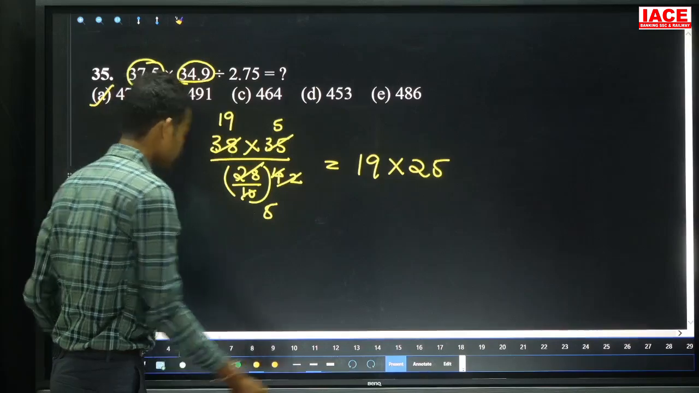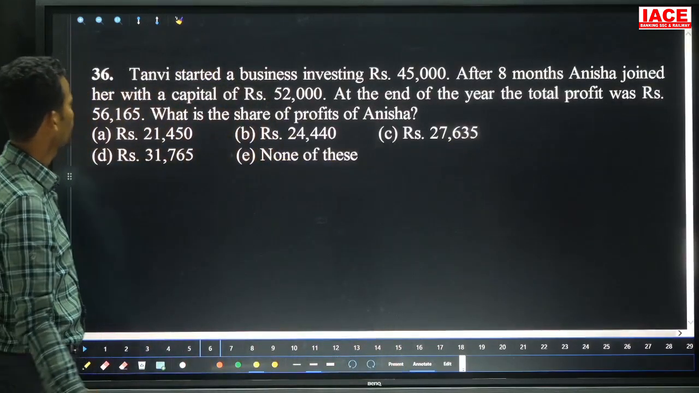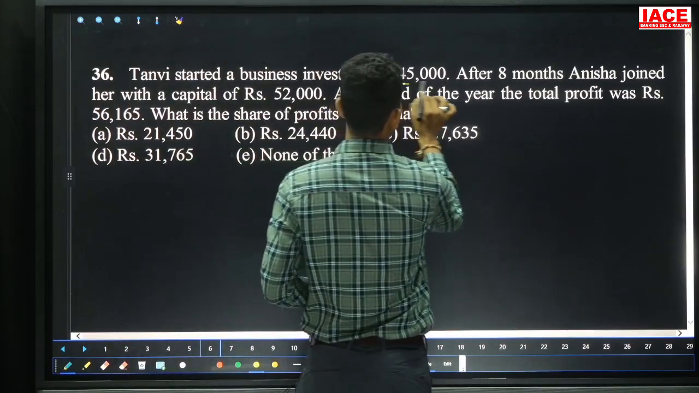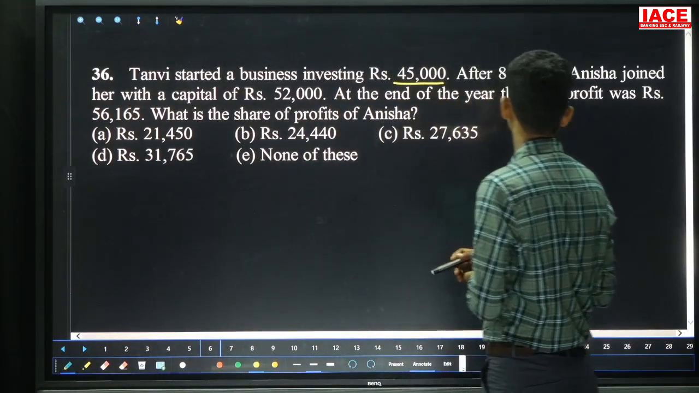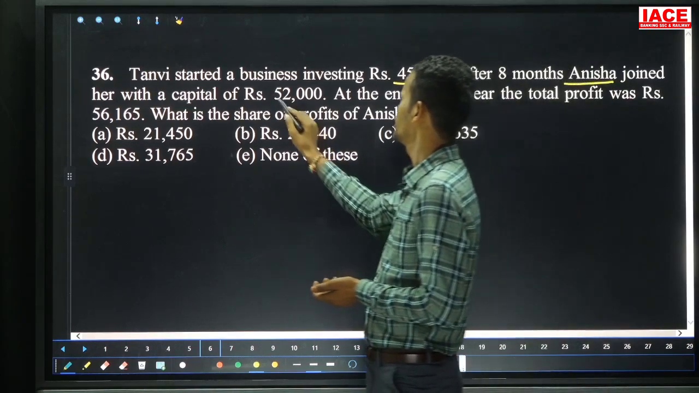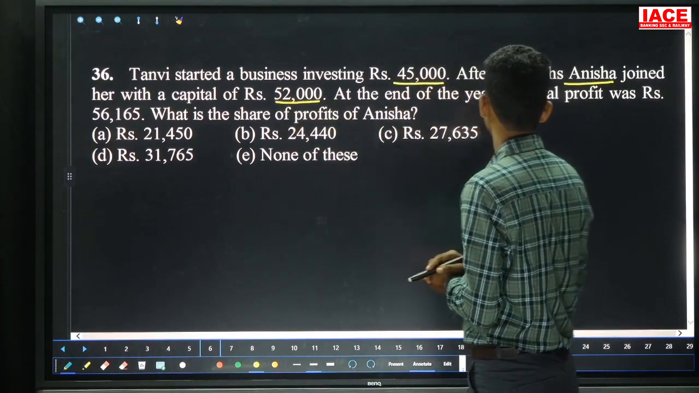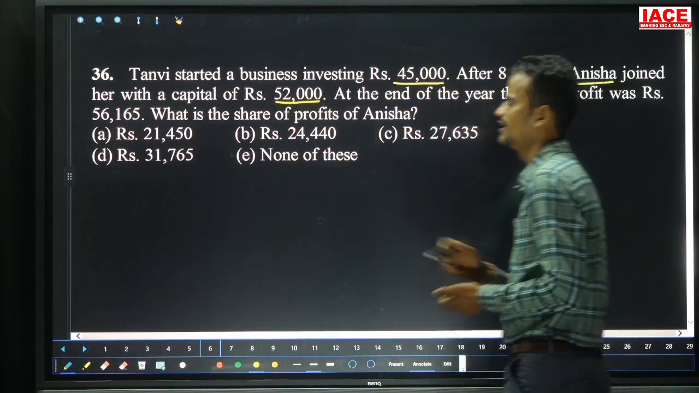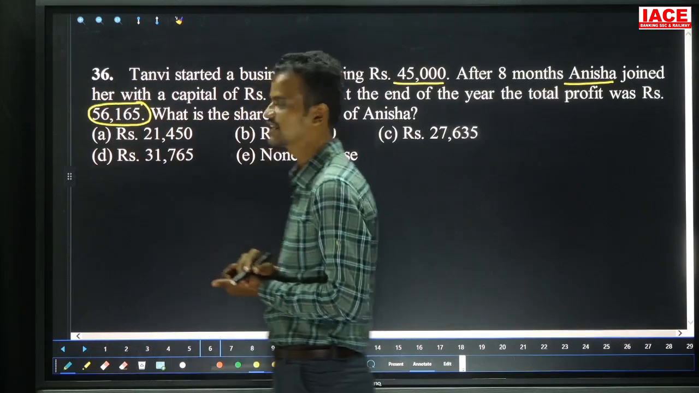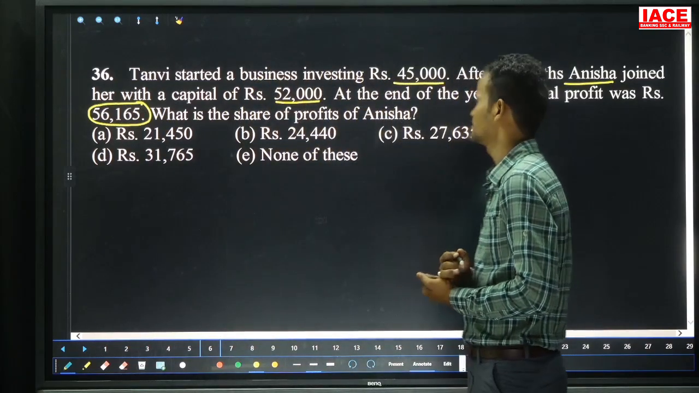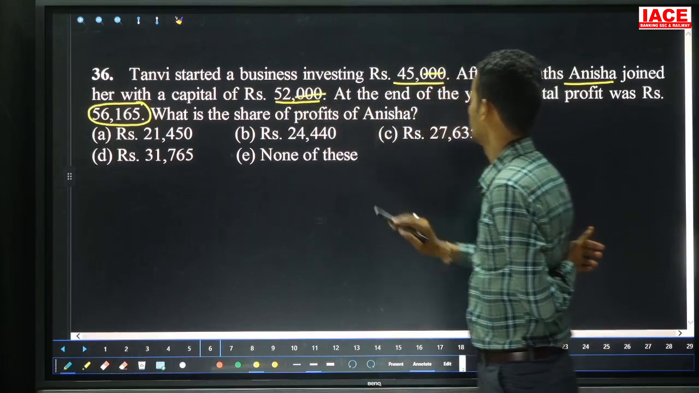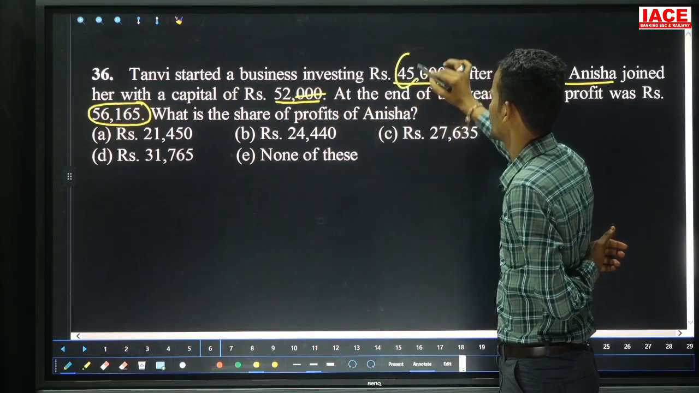See the next one. Tanvi started a business investing 45,000 rupees. After 8 months, Anisha joined her with a capital of 52,000. At the end of the year, the total profit was 56,165. What is the total profit value, sir? Listen, zeros are common, I am cancelling. So Tanvi started with how many rupees, sir?